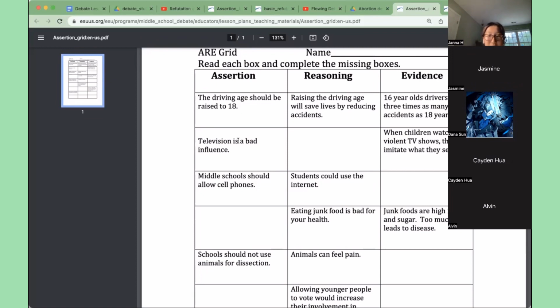But if you look at the chat, Krista said more than 69% of students have a cell phone by the time they're 12. That's evidence, but it doesn't really back up the claim or reasoning. The reasoning is that students could use the internet.